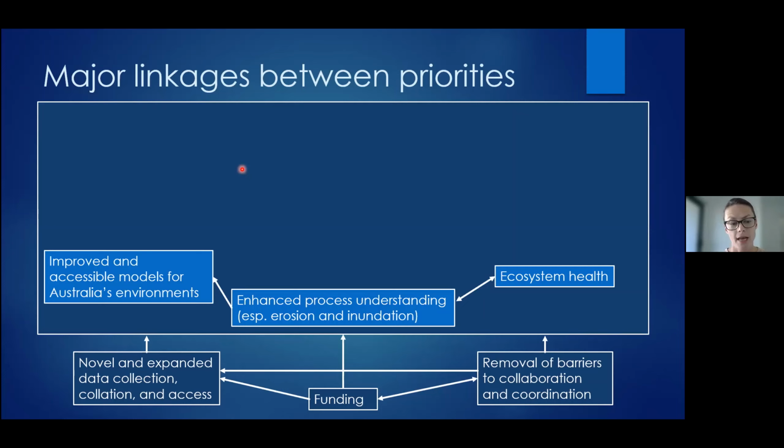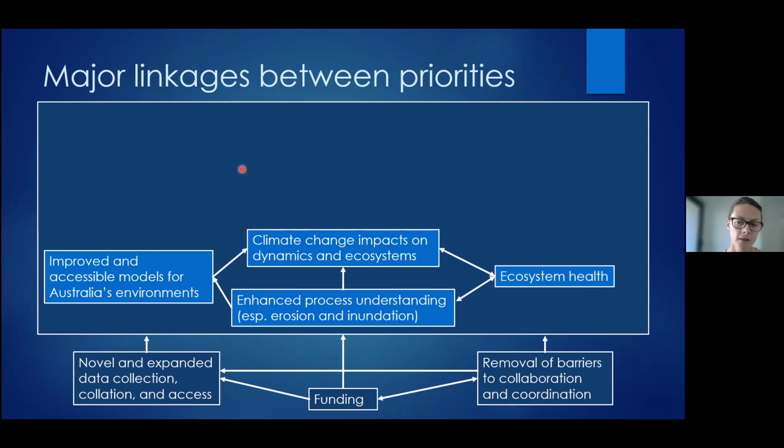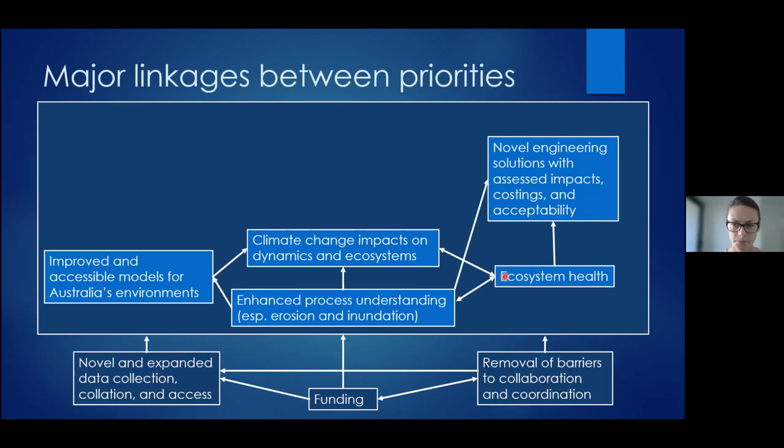An enhanced process understanding will drive improved models for Australia's environments. And the other priority in that space that was seen as really important was making those models and the outputs from those models more accessible to a wider range of people. All of these three things will help us better understand the climate change impacts on lakes and ecosystems. And you'll see that these arrows are not necessarily one way, right? A better understanding of ecosystem health will help us understand climate change impacts on dynamics, but climate change impacts on dynamics and ecosystems might also help us understand ecosystem health. So there are a lot of linkages between these different things.